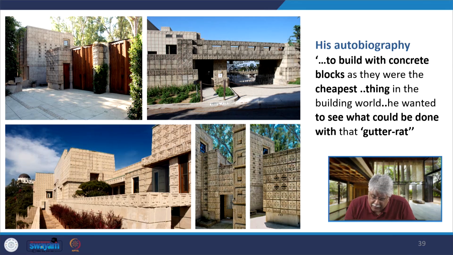In his autobiography, he said he wanted to build with concrete blocks as they are the cheapest thing in the building world, and he wanted to see what could be done with this gutter rat. He called the concrete block a gutter rat, and he said, I want to see what I can achieve with such a cheap building material which people don't usually like to use in America. And he did some of these amazing houses using this gutter rat concrete block.